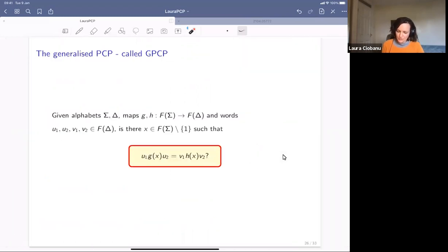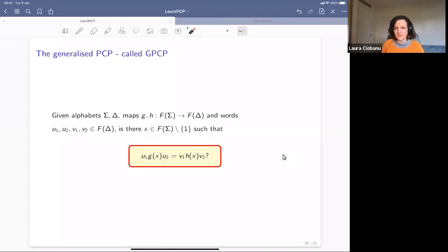Now, something else I want to show you is a problem that again might seem strange, but it's called the generalized PCP, or GPCP, which I'm stating for free groups, but actually the way it's done for semigroups, so it's a bit strange. What happens is you have your two maps like before, G and H, but you also have four words or elements in the free group, U1, U2, V1, V2. And now you're not asking if G of X is equal to H of X, but you're asking if you sandwich them in between these four words like that, does it happen? Is there any X that will do that?